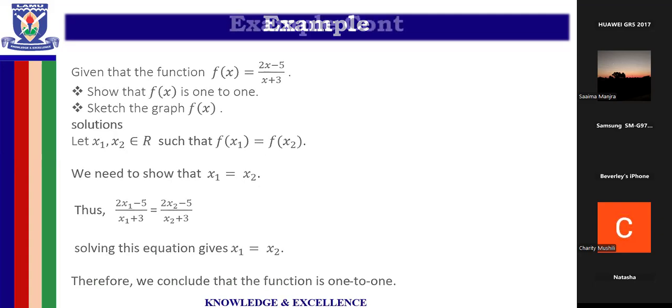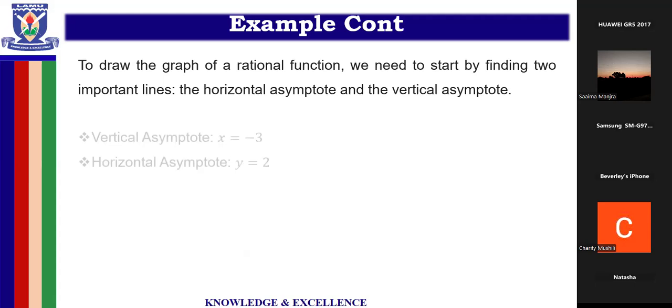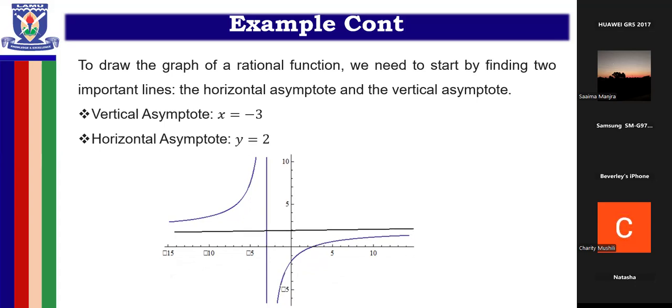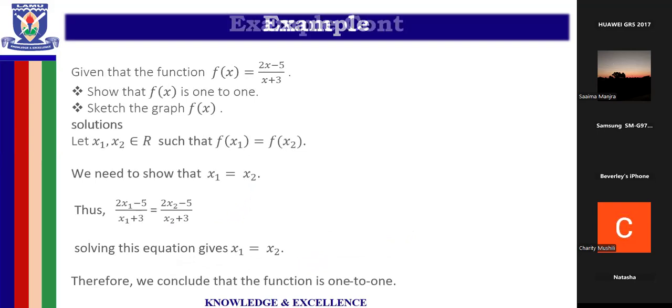Now on to plotting this graph. As you can see, I've plotted this graph. Now to plot this graph, we need two very important lines, which are the vertical asymptote and the horizontal asymptote. Now let me just go back. We are using the first function to find these two important lines. Firstly, I'm going to define what an asymptotic line is. An asymptotic line is a line that should never be touched by a graph when you're plotting.